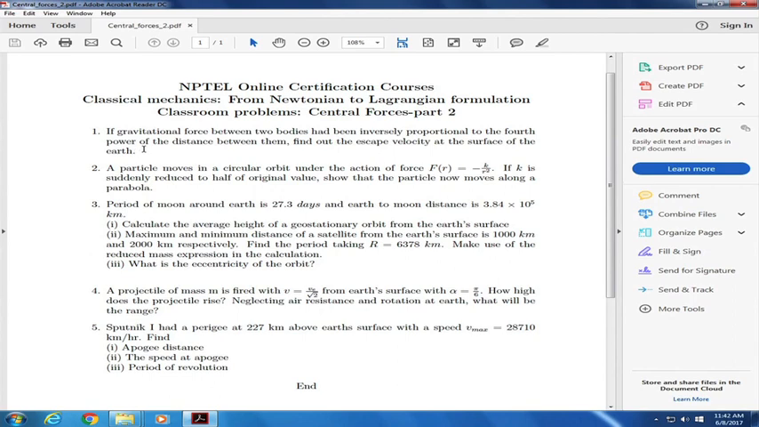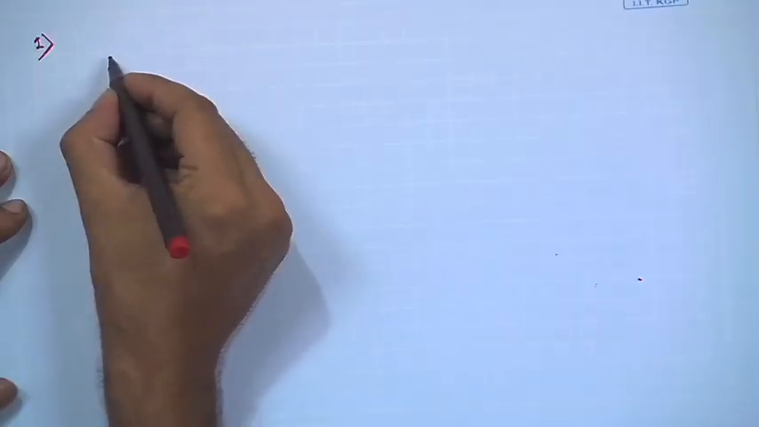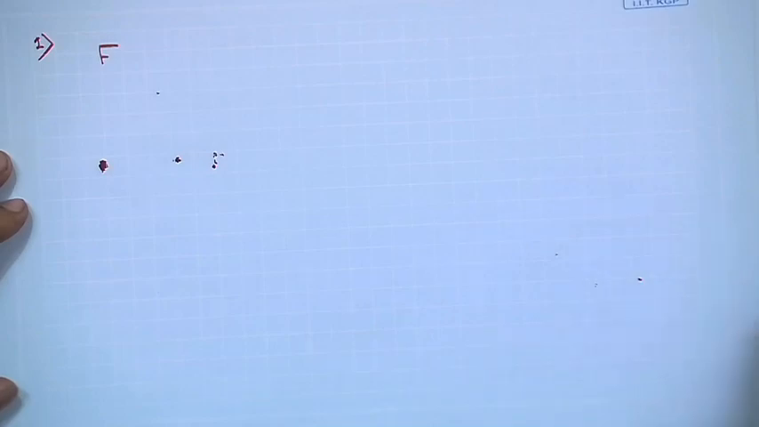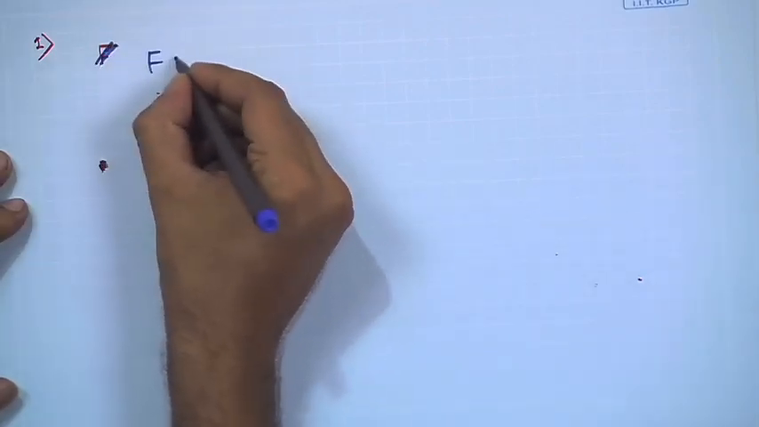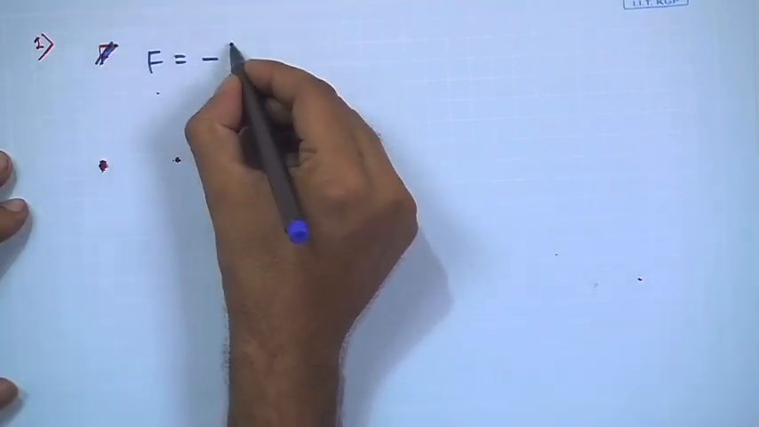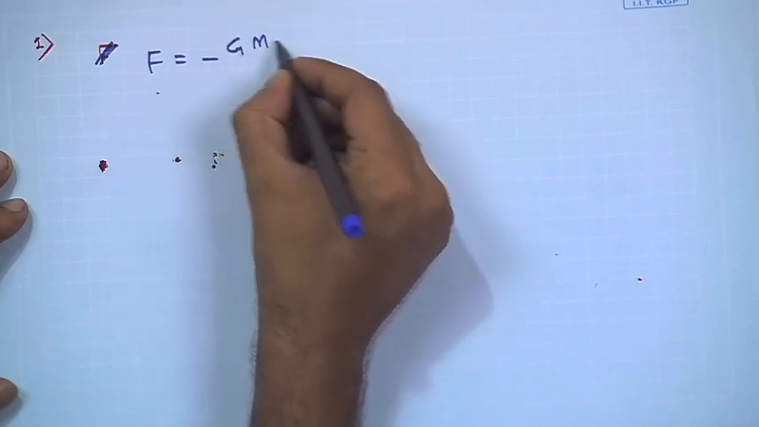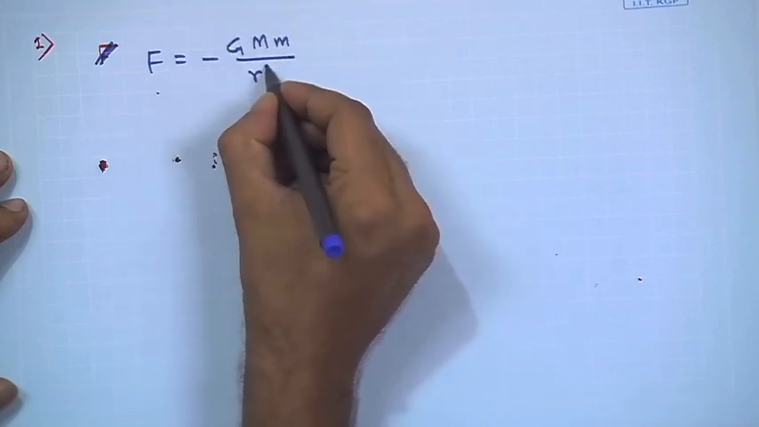So, the first problem is: if the gravitational force between two bodies were inversely proportional to the fourth power of the distance, find out the escape velocity at the surface of the earth. Okay. So, it is a hypothetical situation. Now, if we start calculating it, first of all, what is the nature of force we have? So, F, okay, I will just take this pen. So, F is equal to minus G m m by r to the power 4.